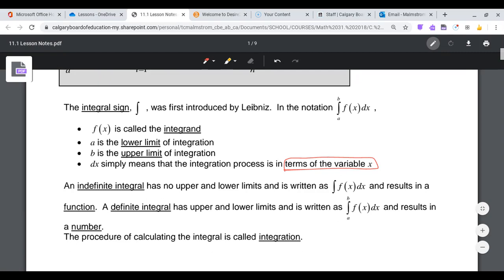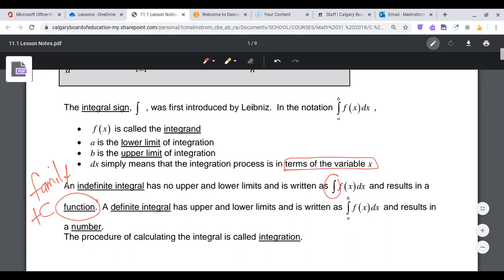It's just, remember when we do the substitution rule and we change it to du, it means that we're integrating in terms of the variable u. So it's really important that we still have that piece in our notation as we are writing out our work, okay? So an indefinite integral has no upper and lower limits, and it's written without those a's and b's. Okay, and it results in a function. In fact, it's a family of functions because we have the plus c on those ones.